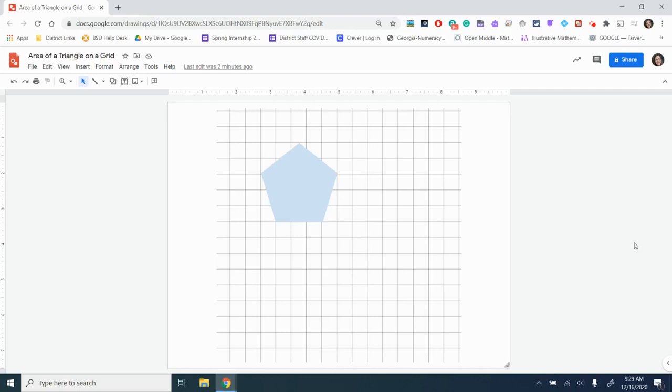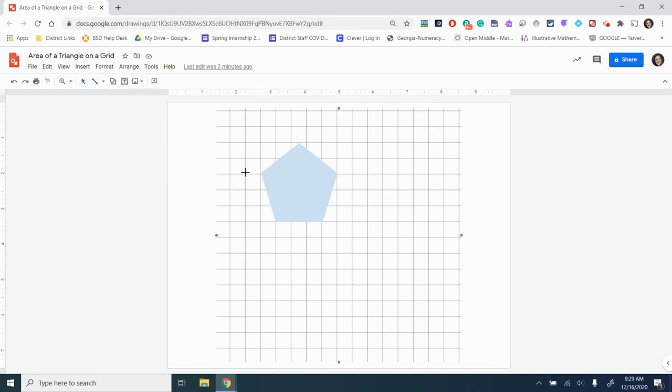Let's see if we can find the area of this pentagon. We know how to find the area of triangles and the area of rectangles, but how in the world are we going to find the area of this figure? Well, let's see if we can break this apart into triangles and rectangles, and there are a few different ways we can do this. So we'll look at a couple of those.